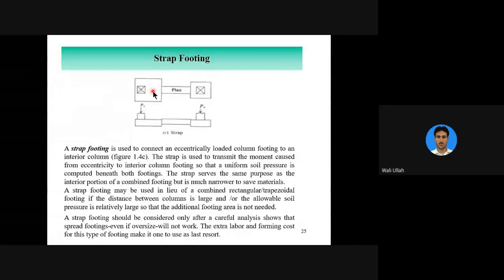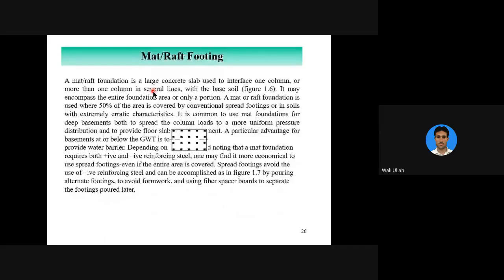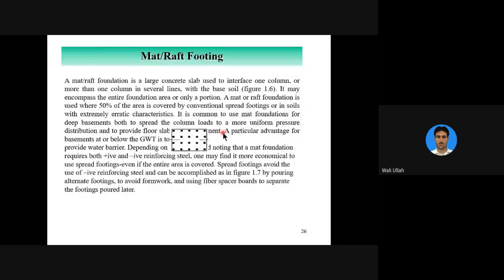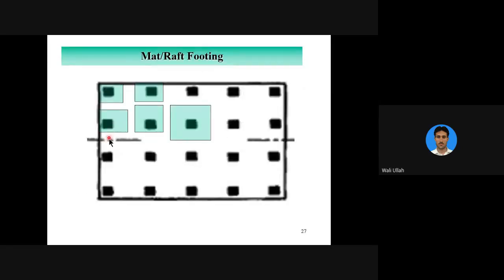Now, the last type of shallow foundation is the mat foundation or raft footing. Where do we provide a mat or raft foundation, and what is a raft foundation? Now I'm going to explain this to you. You see, these blocks are columns. This is a column plan, the top view of the column plan.